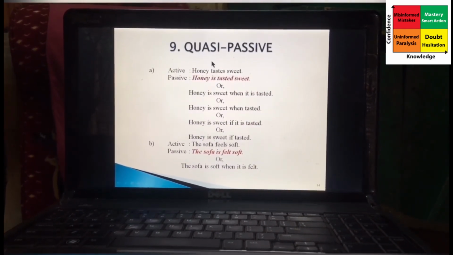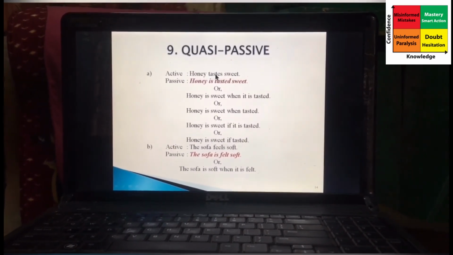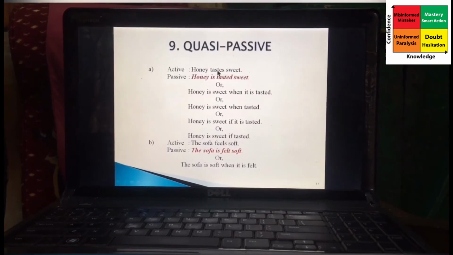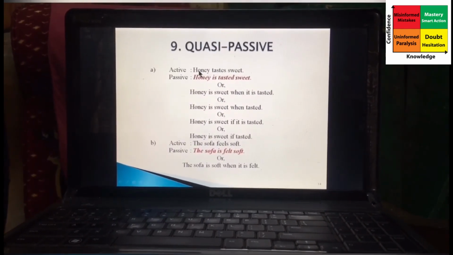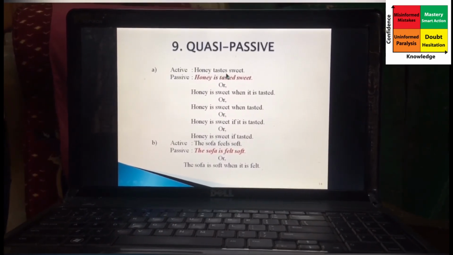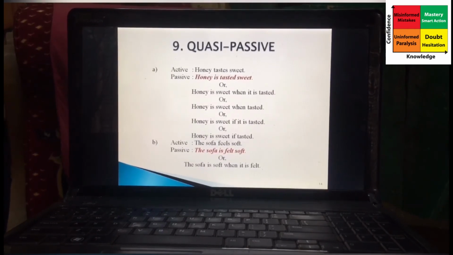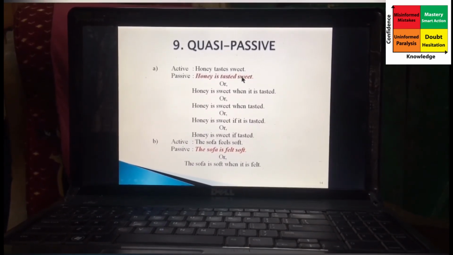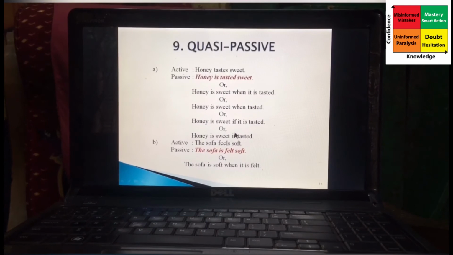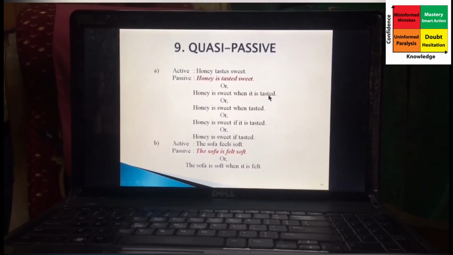And next, quasi-passive. Quasi-passive means half passive. That means the structure is like active, but the meaning is like passive. As honey is not a person, right? But honey tastes sweet. It is very common for those who do passive: honey is tasted sweet. It is the best one. I have given many examples, because many books also have given many examples. I have given all here. But it is the best one. Honey is sweet when it is tasted.